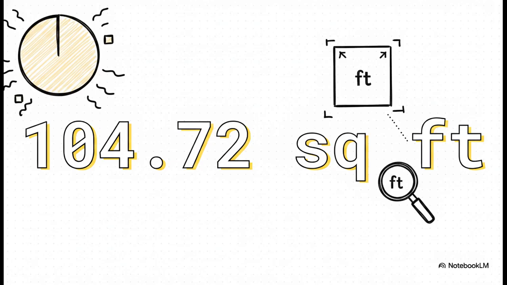Notice the units, square feet. That is perfect for a 2D area. And checking for reasonableness, taking a 12th of roughly 1,200 square feet gives us an answer right around 100. So yeah, 104.72 is totally spot on.